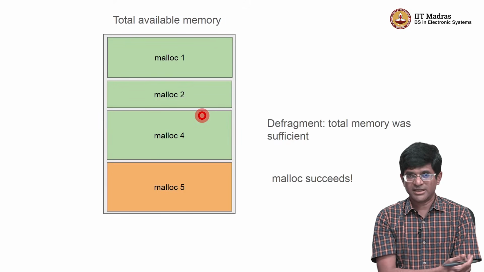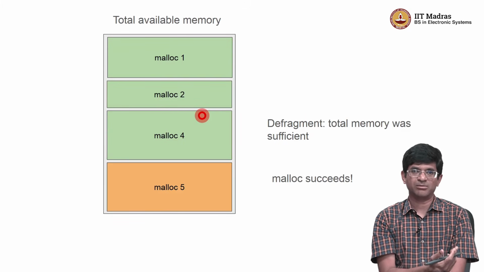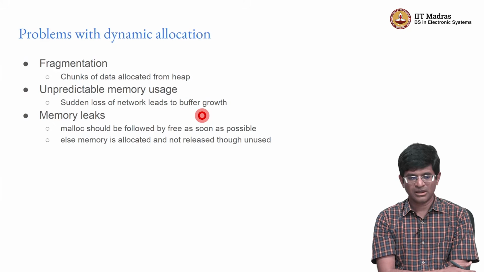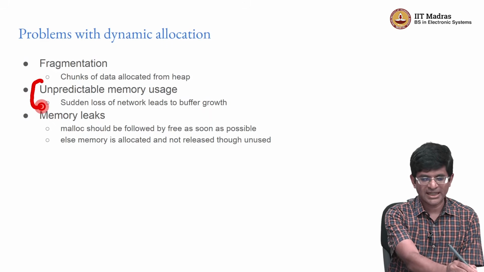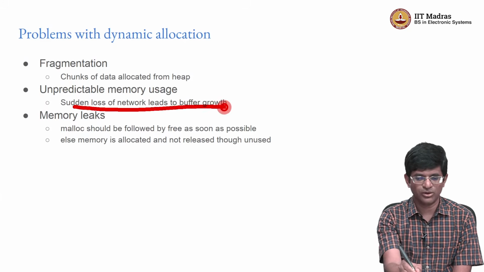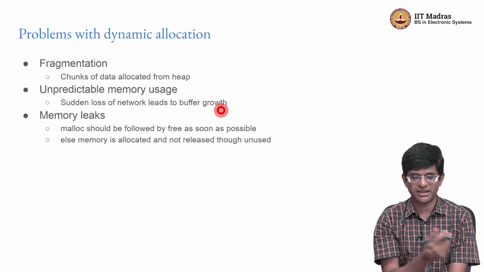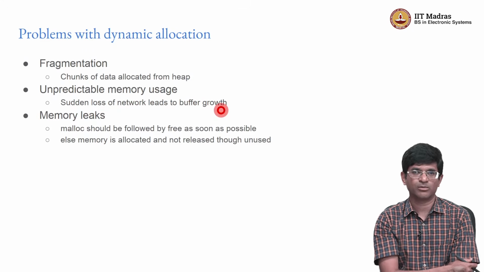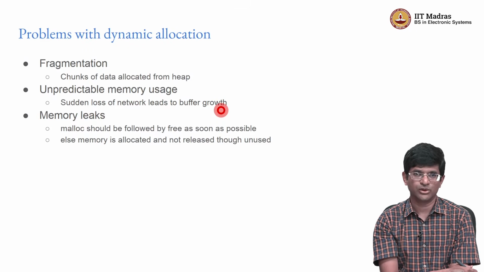So fragmentation can be a very serious problem, and it happens because of dynamic memory. All this happened only because I was trying to allocate memory at runtime. So what happens as a result is I basically have unpredictable memory usage. Let's say that there was a loss in the network connection at one point. Suddenly your packets start buffering on your device, right? And you need to decide, am I going to throw it away or not, okay?